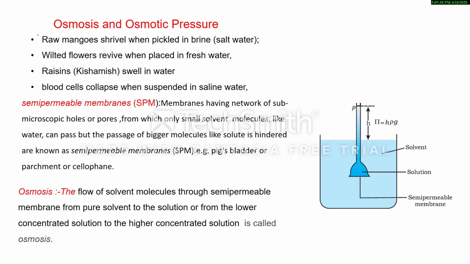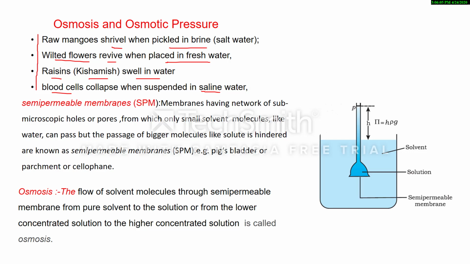We come across these observations in our daily life. Raw mangoes shrivel when pickled in brine, that is salt water. Wilted flowers revive when placed in fresh water. Raisins, that is kismis, swell in water. Blood cells collapse when suspended in saline water. At the end of this video, we will be able to explain these observations.